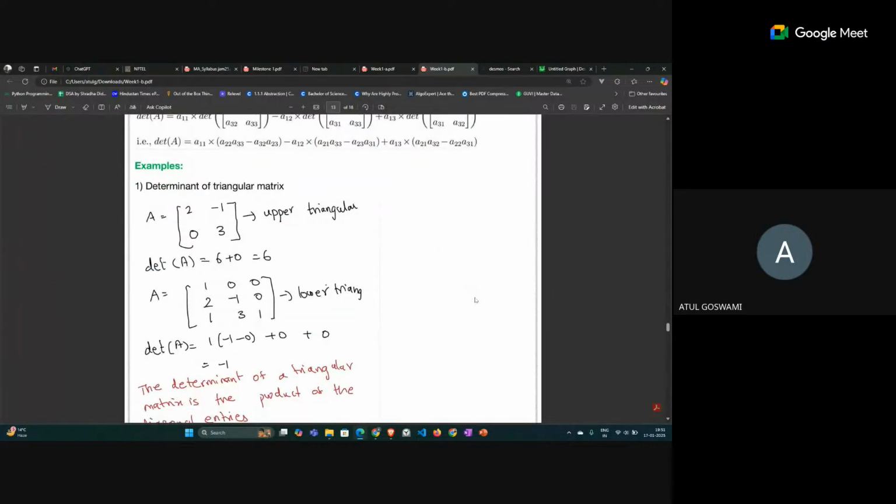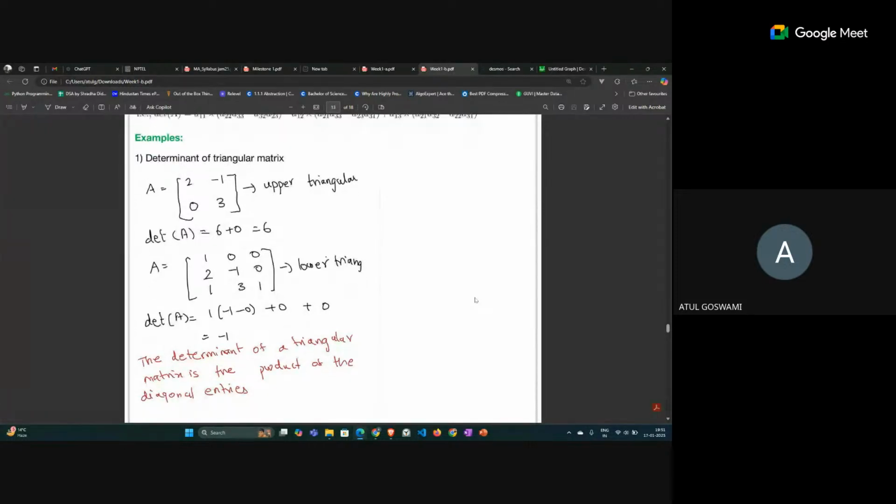Okay, so determinant of a triangular matrix. Do you know, and can you observe something here? What is the determinant of a triangular matrix, I mean, upper triangular or lower triangular matrix? How can we directly find the determinant?